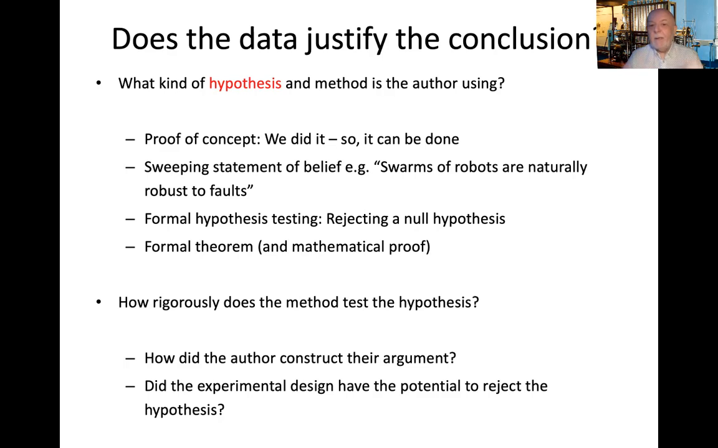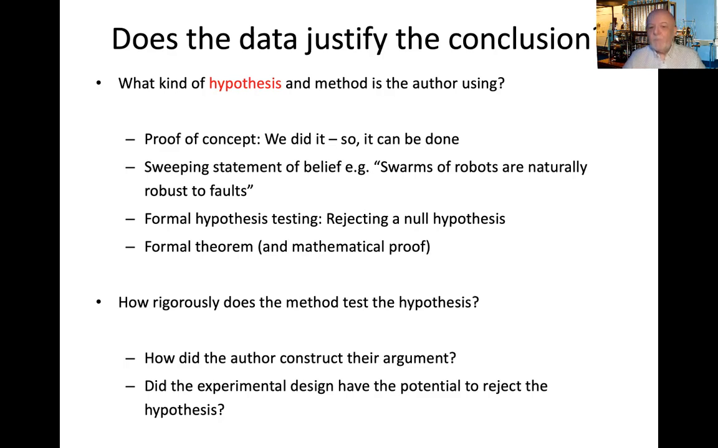Or is there a formal theorem? So there might be a mathematical proof, which I guess we might all think makes it more valid. How rigorous is the test, how does the method test the hypothesis? So this could be the number of experiments, the type of experiments, etc., and what results come up with testing that hypothesis. Did the author construct their argument properly? So think about that. What are the steps that the author's gone through to do that?